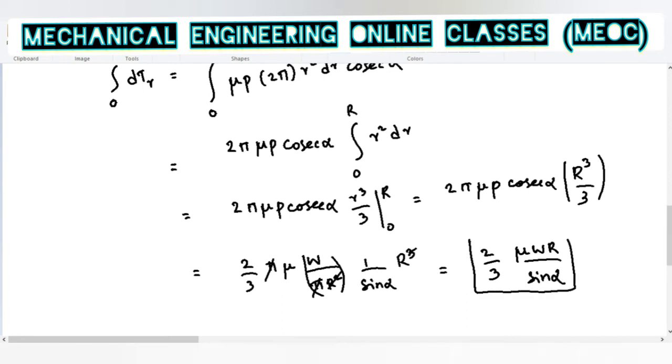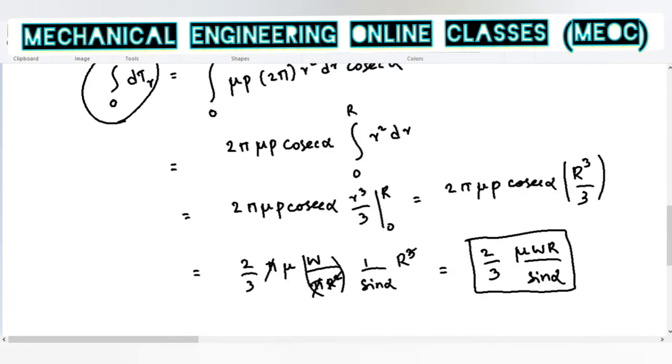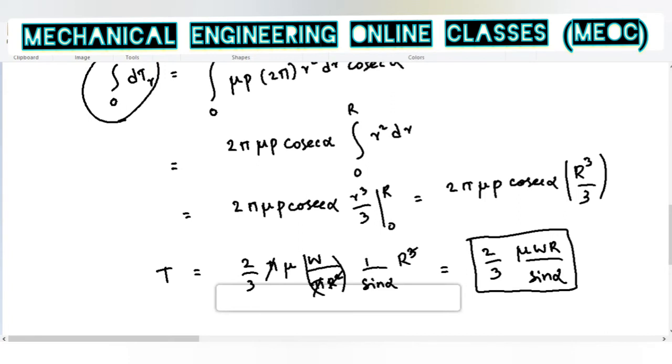This is the torque. On the left hand side, if I integrate dTr from 0 to T, you will get T on the left hand side. So T is equal to 2 by 3 mu W R by sin alpha according to uniform pressure theory. So this is the torque required to overcome the friction between shaft and bearing surface for a conical pivot bearing by considering uniform pressure theory.